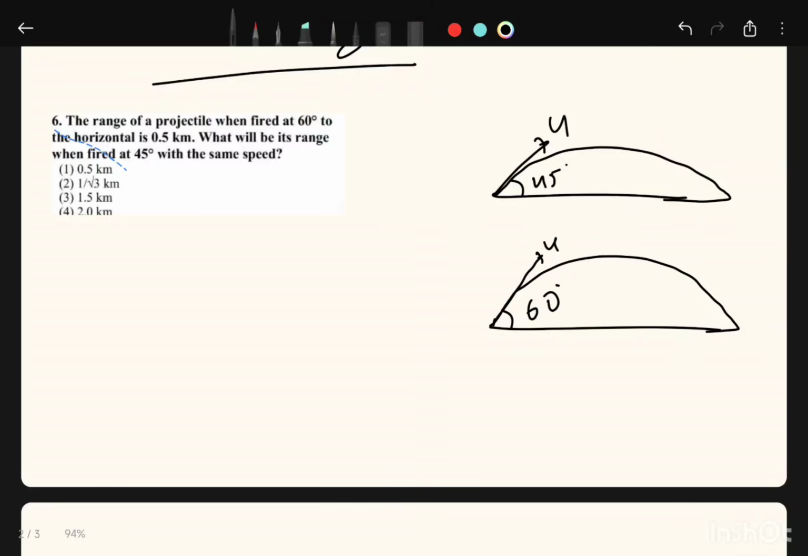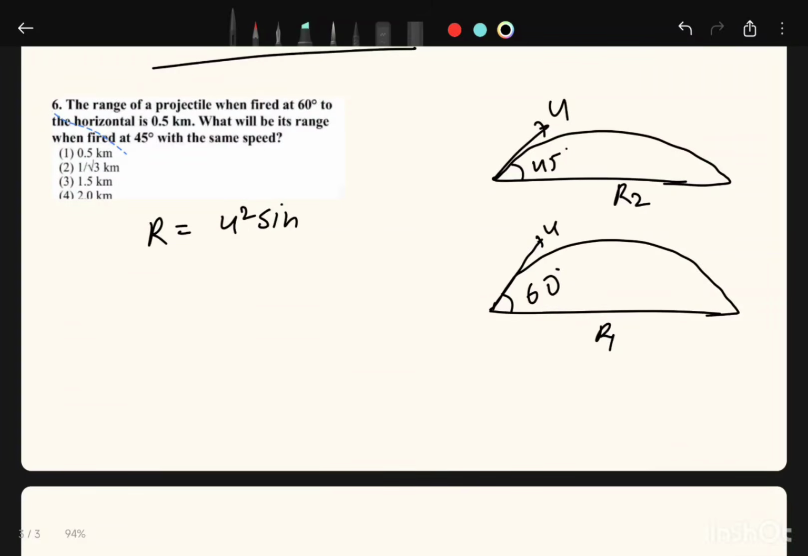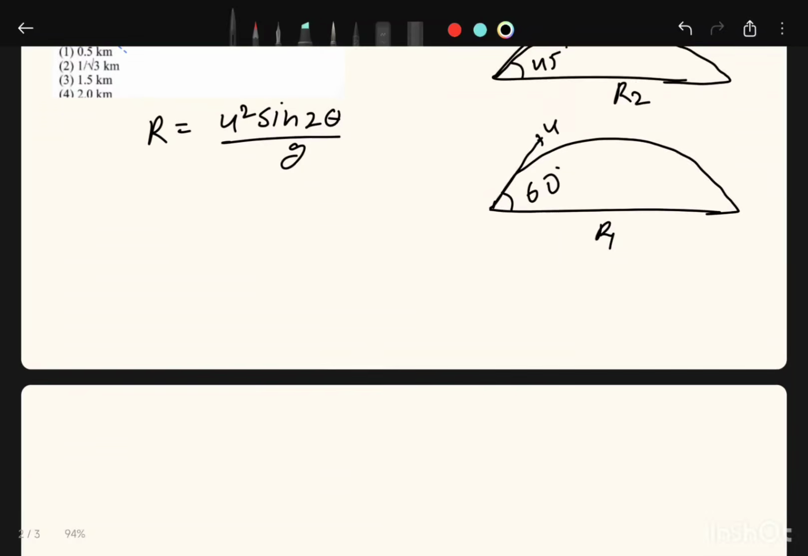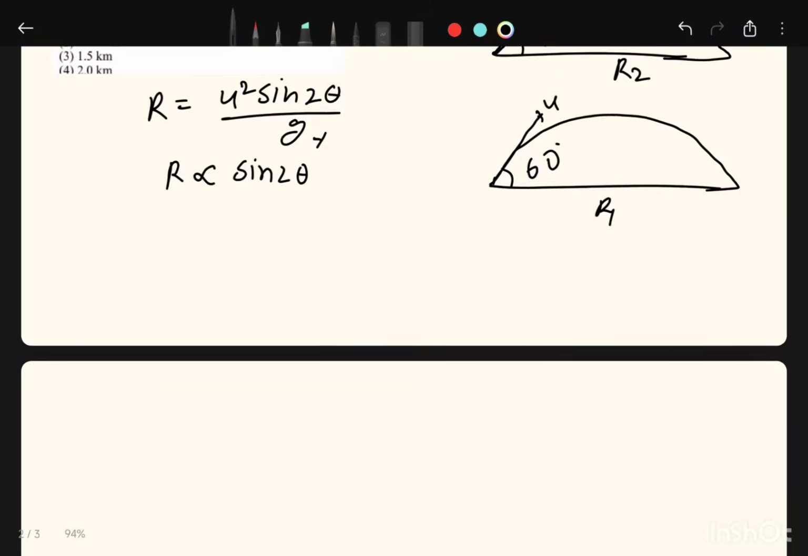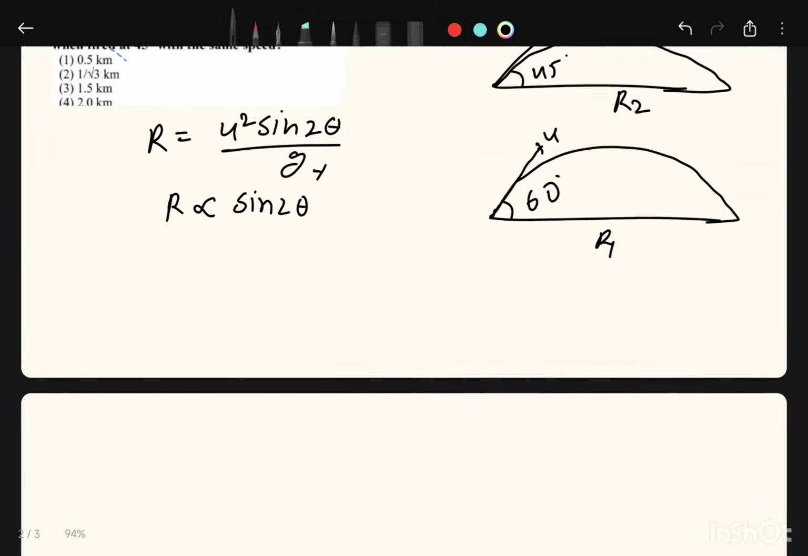So let's suppose in this situation your range is R1 and in this situation your range is R2. You know the formula for range, that is u square sine 2 theta by g, right? Because u is the same in both situations, and g is constant, u square by g will remain constant, right? So your R will be proportional to sine 2 theta.